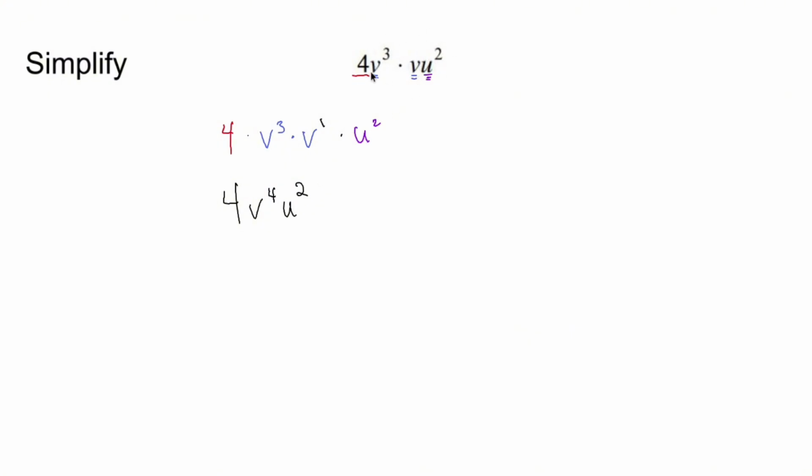So at the end of the day, 4v cubed times v u squared is 4v to the fourth times u squared. And really the only things that changed were the v's because there were more than one v and everything else was all alone all by itself.